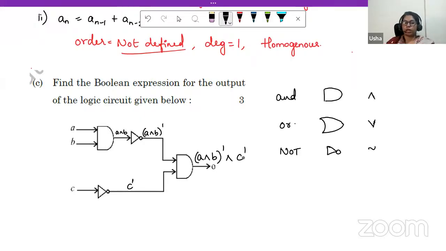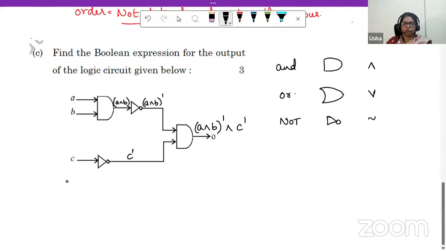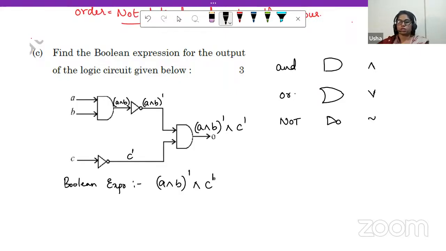Okay. So it is recommended that you write this circuit and write these outputs at every arrow. That will make sure that you are getting full marks instead of writing one final expression. If you write this way, it shows that you are very clear with what is the output of each and every gate. Okay. So the final Boolean expression is (A and B)' and C'. Right? So this is how you write a Boolean expression. In the same way, you will have to write the circuit diagram also.